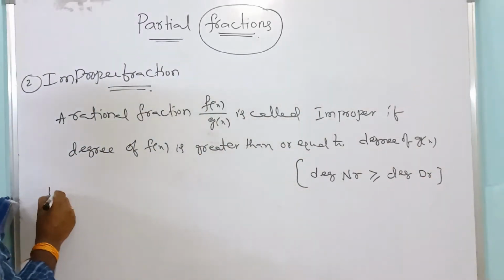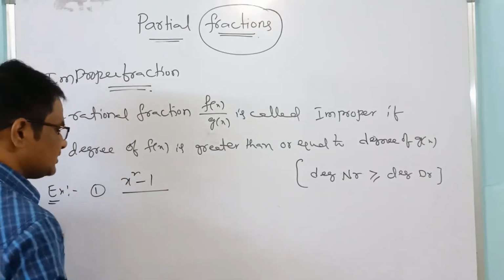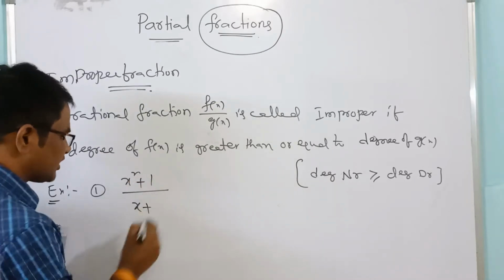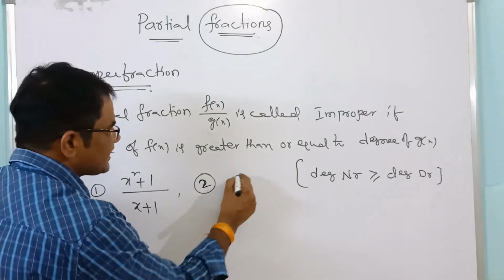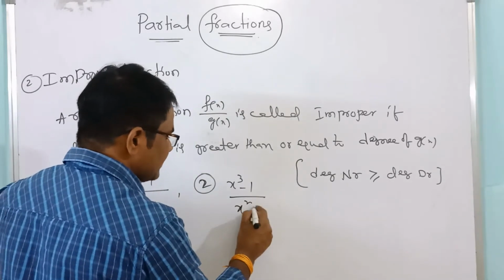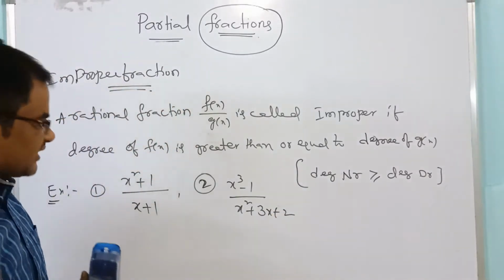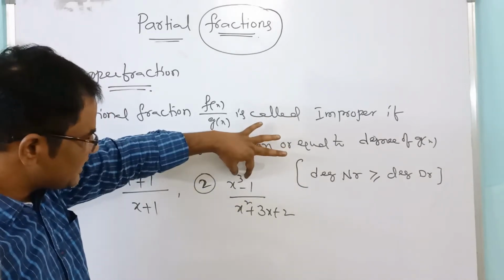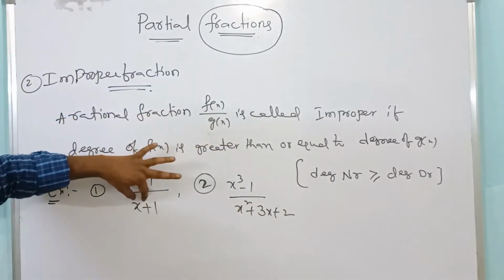For example, x square minus 1 divided by x plus 1. Next, if you take x cube minus 1 divided by x square plus 3x plus 2, this is also an improper fraction. Here degree of numerator is 3, degree of denominator is 2. Degree of numerator is greater than degree of denominator.